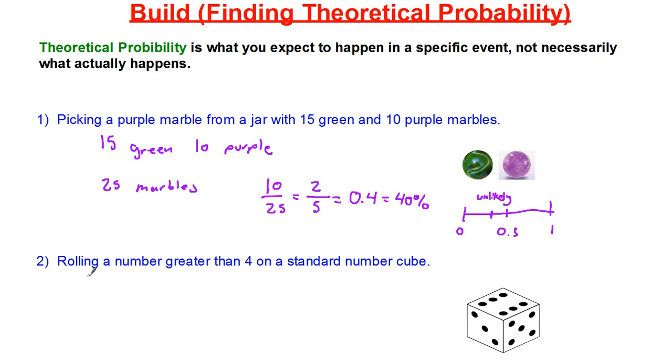going to happen. Okay? Now, rolling a number greater than 4 on a standard number cube. Our sample space is 1, 2, 3, 4, 5, 6. Those are the only possible numbers I could roll. So a number greater than 4 can't be 4, because it doesn't say greater than or equal to 4. So my only other two options are 5 and 6. So P(greater than 4) is going to be equal to 2 over 6, which simplifies to 1/3, which is equal to 0.33 or 33.33% because it's a repeating number. Okay?